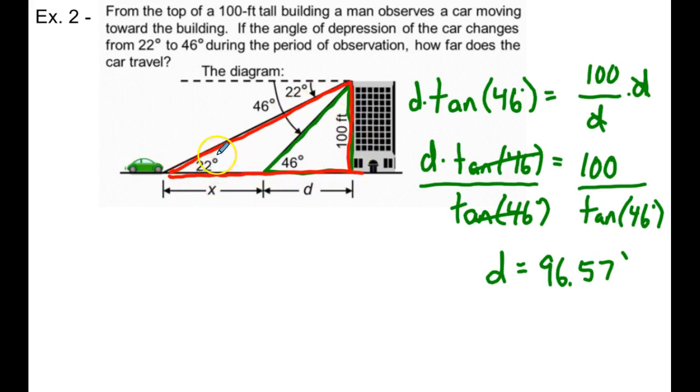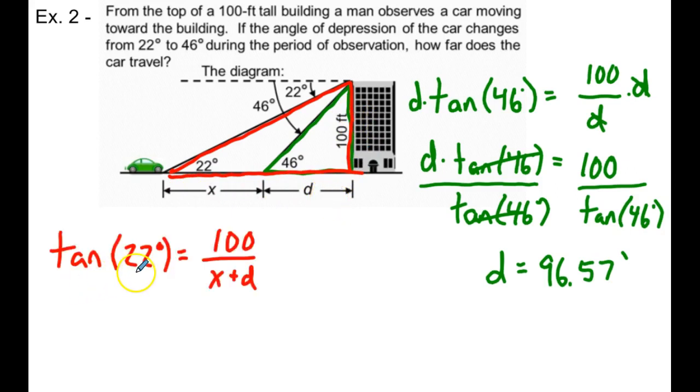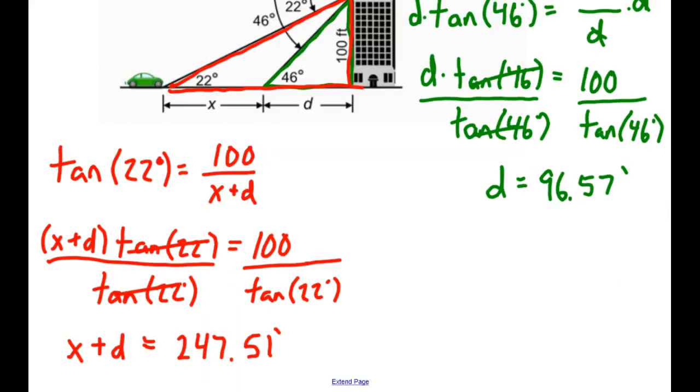Our angle is 22 degrees. We still know what the opposite side is, and we're trying to find the adjacent. So again, we're going to use tangent. The equation we get is tangent of 22 degrees equals 100 over x plus D. Go through the same process we just did, isolate x plus D by itself. So if you isolate for the quantity x plus D, that is approximately equal to 247.51 feet.